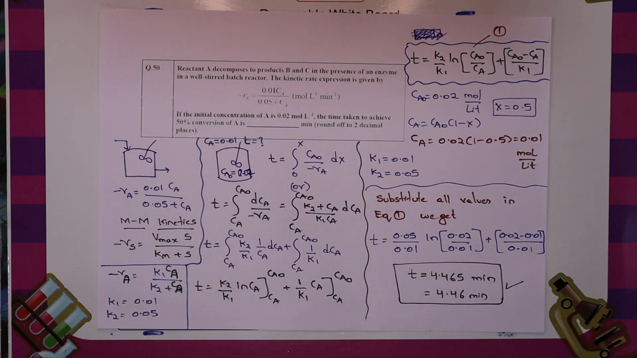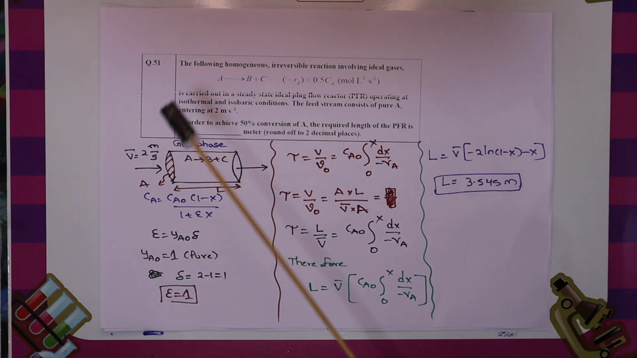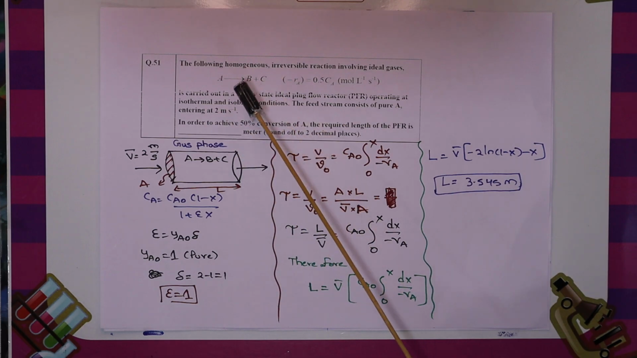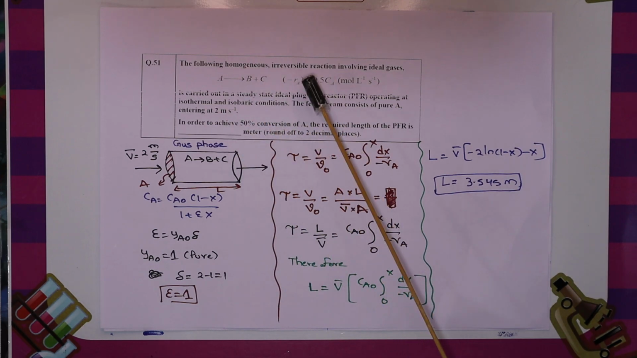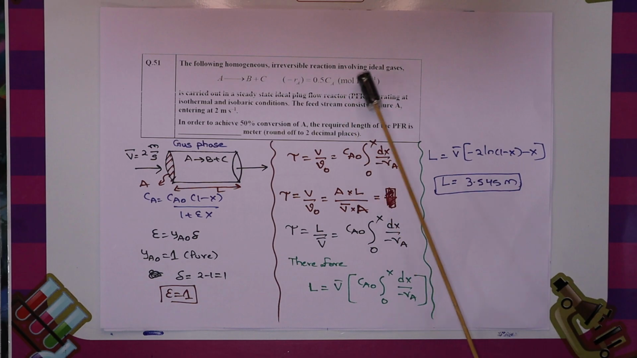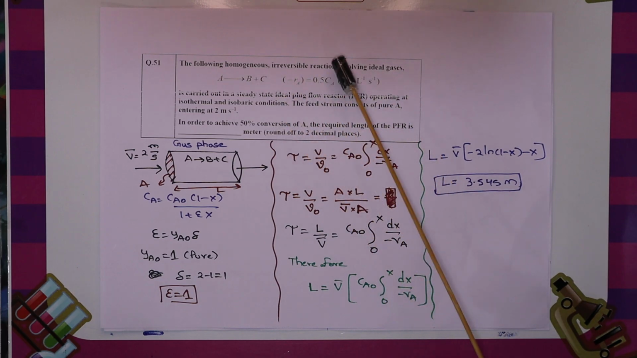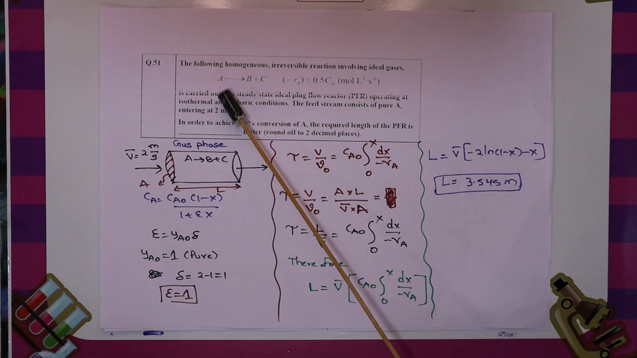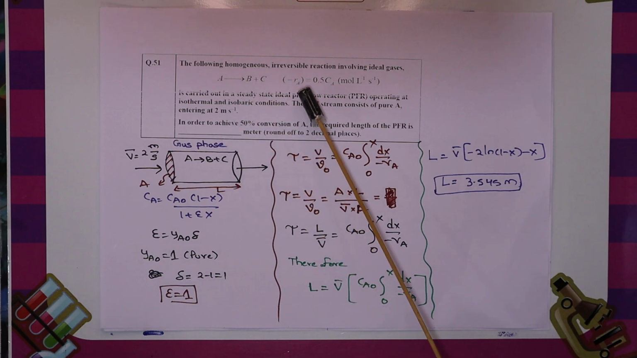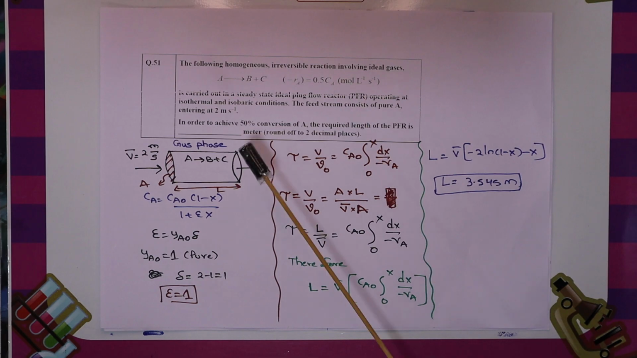And let us move to the next problem. Okay, this is question number 51. It is said that the following homogeneous irreversible reaction involves ideal gases. That means this is a gas phase reaction. If that is the case, the reaction is A gives rise to B plus C. The rate of reaction of A is 0.5 times Ca.